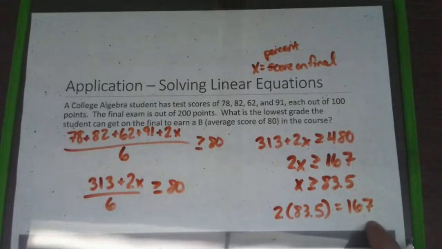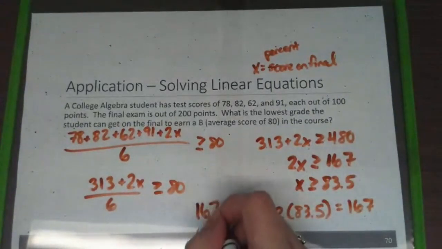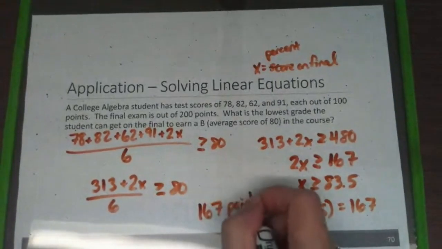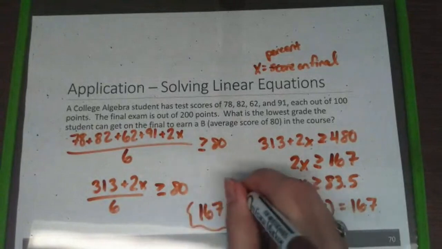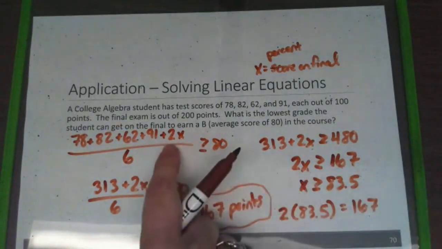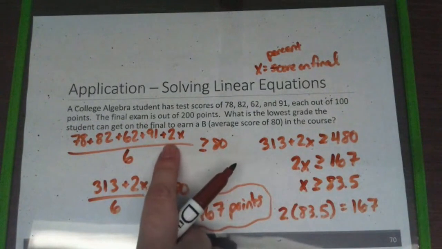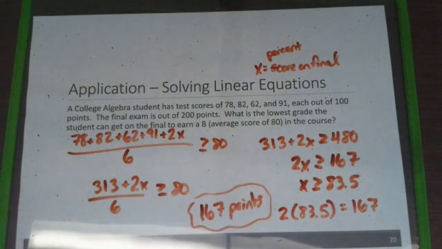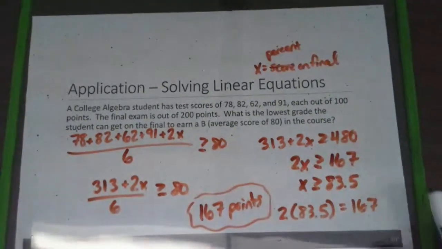So the student needs to score 167 points, because that would give them the 83.5%, and with the final being double the weight of the test, that's going to give the average of 80. Last one.